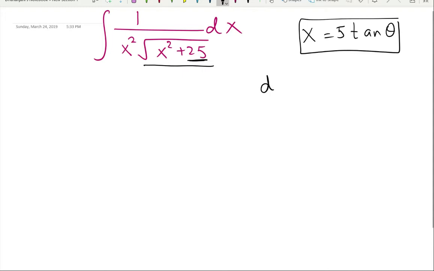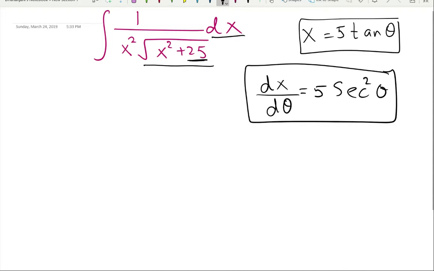Now let's differentiate dx over d theta, because substitution involves two substitutions, right? You have to replace x and also dx. Well, dx over d theta. Okay, so derivative of tangent. What is the derivative of tangent? Secant square. If you don't know that, you have to write it down. Remember that. You need that a lot. So derivative of tangent is secant square, so dx is going to be 5 secant square theta d theta.